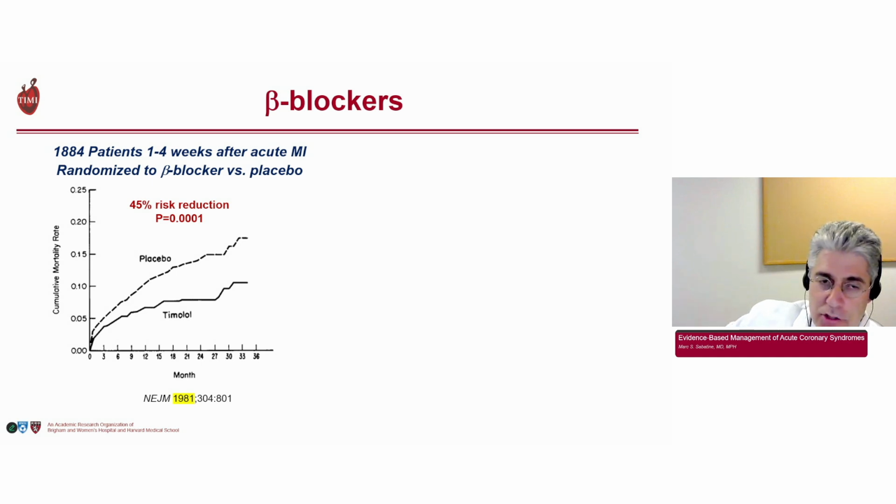So they're stable now. Remember, I talked about at the beginning, giving high doses of beta blockers when people are coming in, that's a little dicey. These people are 1 to 4 weeks out after their acute MI. They had a 45% risk reduction in mortality with beta blockers. So beta blocker is good.